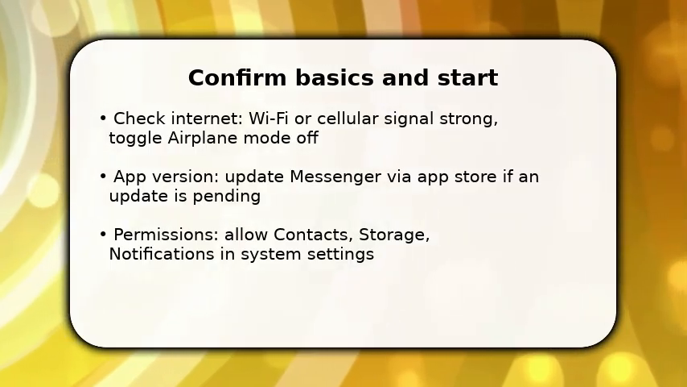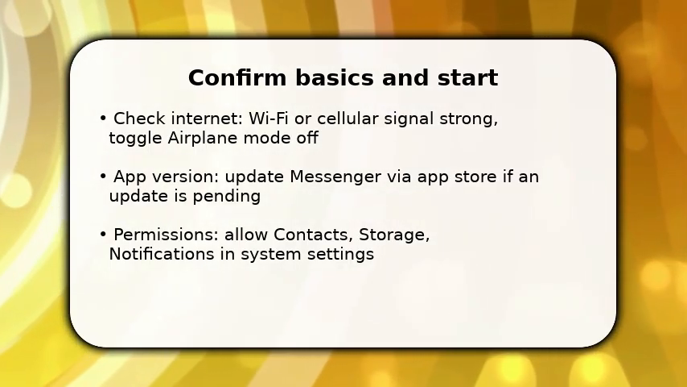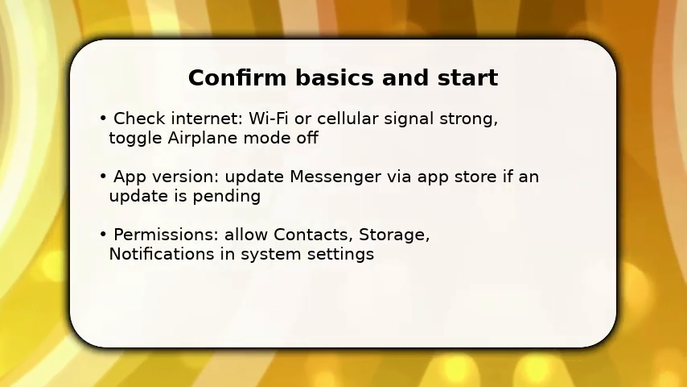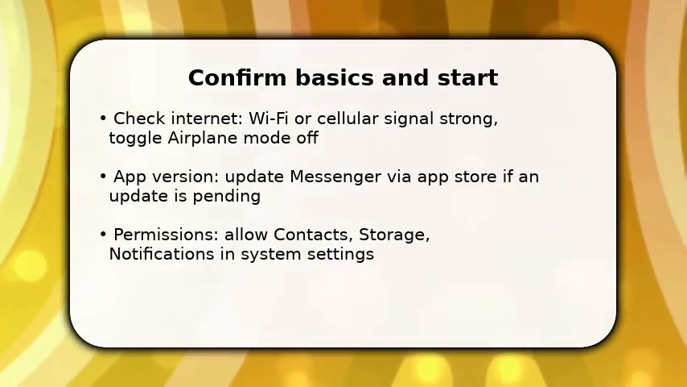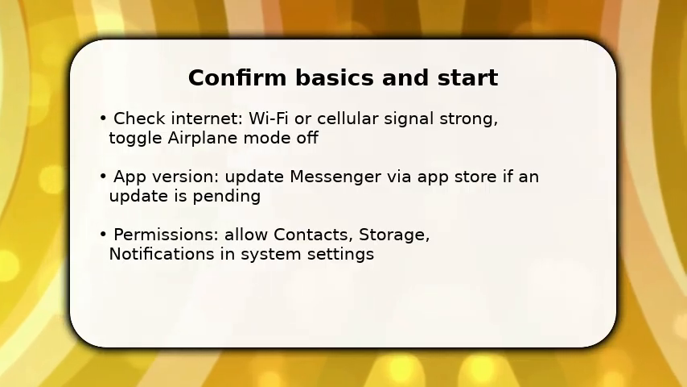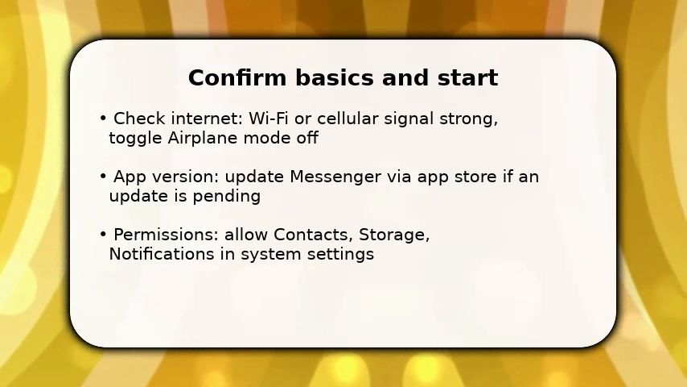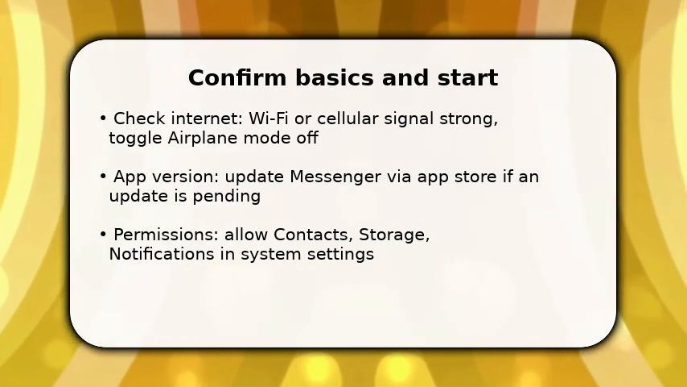Next, clear the app cache from settings to remove corrupt temporary files. This doesn't delete messages. Also confirm Messenger has necessary permissions for contacts and background data. These steps remove common blockers, so you can proceed to deeper troubleshooting if messages still don't appear.